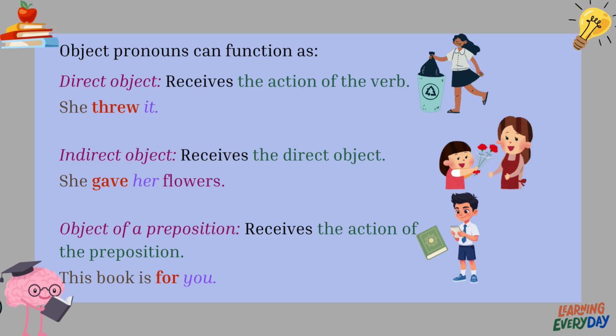Object pronouns can function as direct object, which receives the action of the verb. For example, she threw it. It receives the action of the verb throw, past tense. Indirect object receives the direct object. She gave her flowers. Her is the indirect object that receives the direct object, in this case flowers.